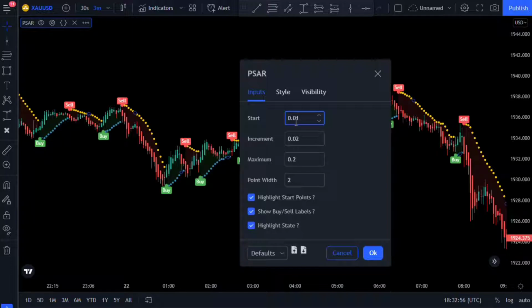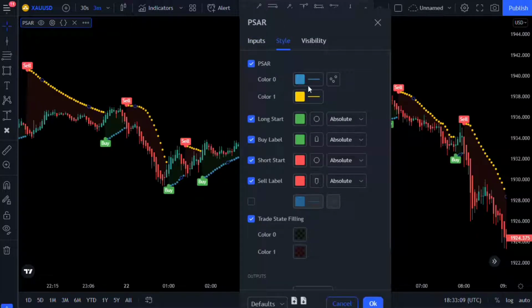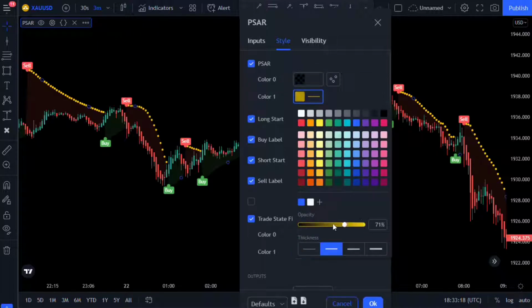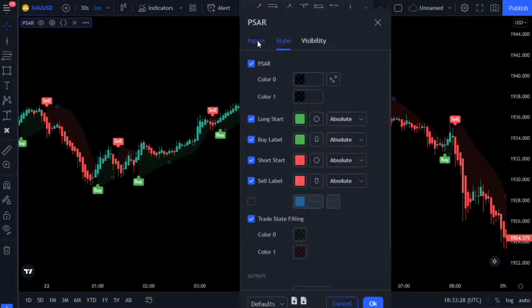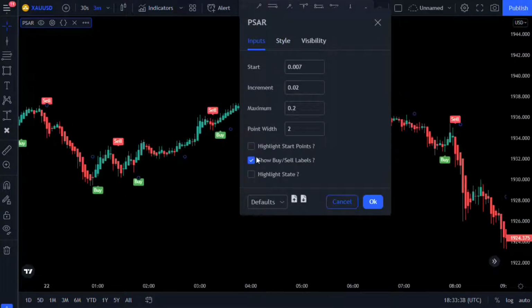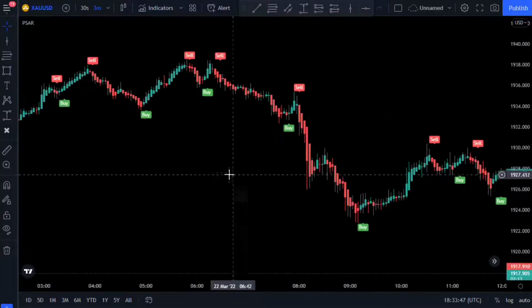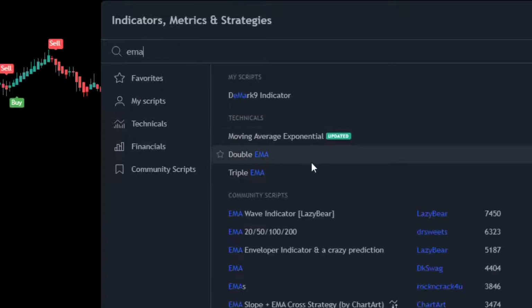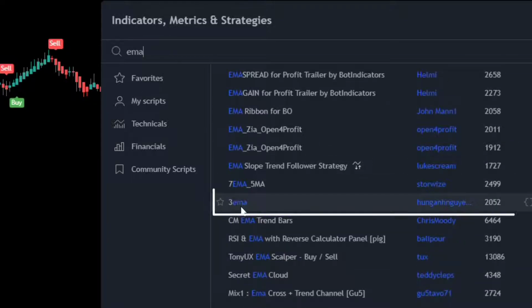In the inputs section, I change the number 0.02 to 0.007. In the style part, we make the parabolic SAR color disappear. In the inputs section, turn off these two options to calm the chart. I also add the EMA indicator to the chart. Click this, EMA 3, and add it to the chart.